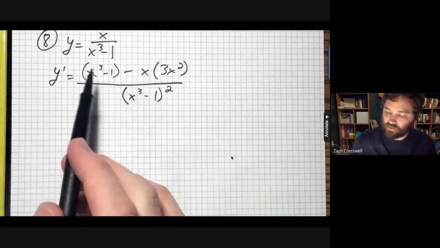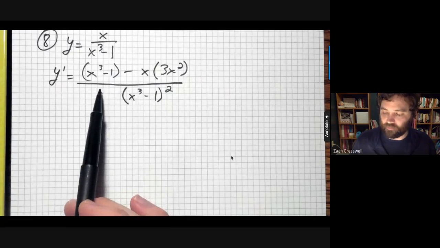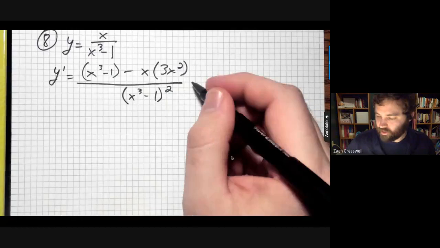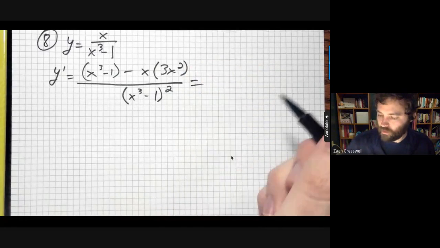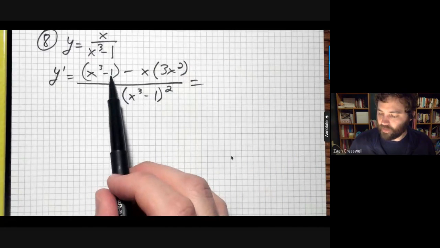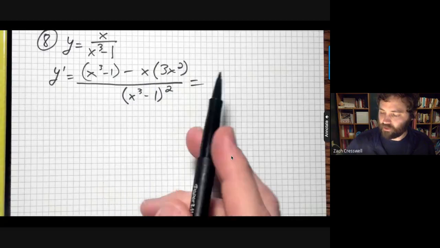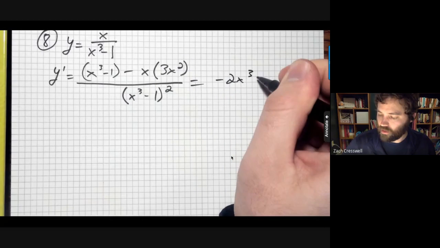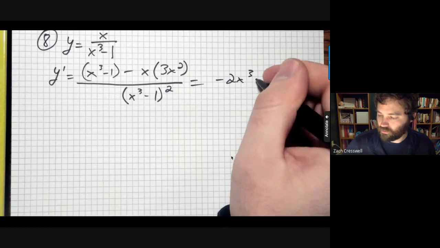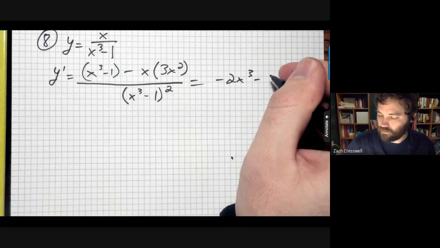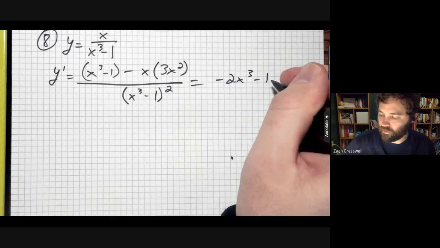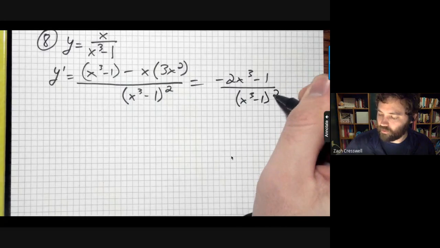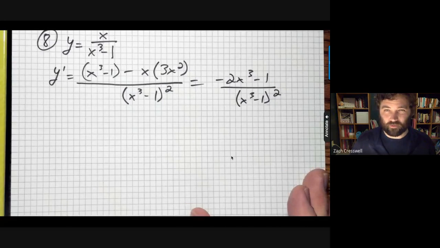All right, and because ultimately we're going to want to use this derivative, we should simplify and clean it up here. So x cubed minus 1, that's not going to change, minus 3x cubed. So ultimately that's going to be negative 2x cubed minus 1. Minus 3x cubed, yeah, minus 1. And that's going to be divided by x cubed minus 1 squared. Okay, so there's our first derivative.